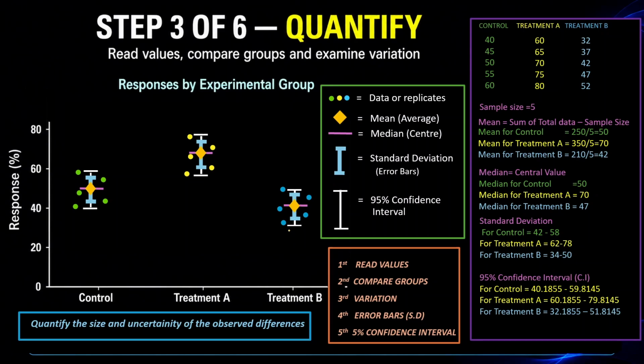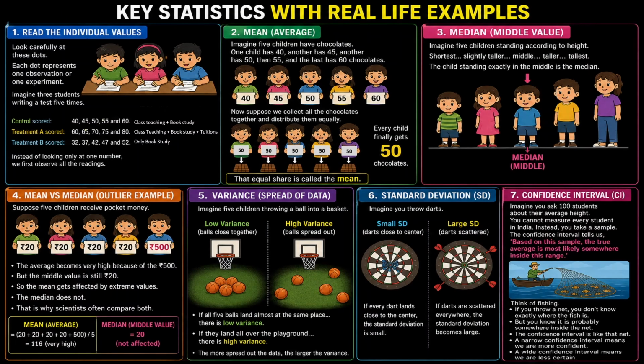Scientists do not make conclusions by looking at a graph alone. They support every statement with numbers. Let's understand each part one by one. Look carefully at these dots. Each dot represents one observation or one experiment. Imagine 3 students writing a test 5 times. Control scored 40, 45, 50, 55 and 60. Treatment A scored 60, 65, 70, 75 and 80. Treatment B scored 32, 37, 42, 47 and 52. Instead of looking only at one number, we observe all the readings.